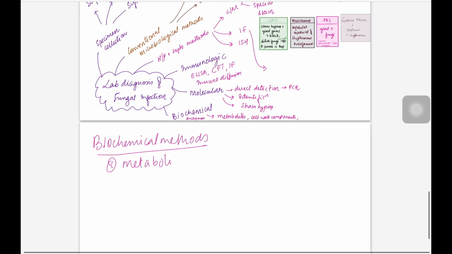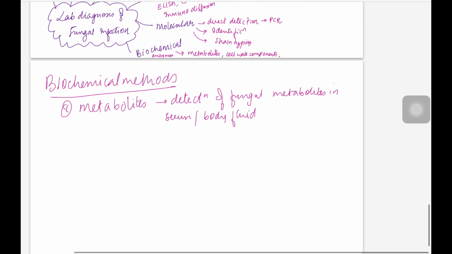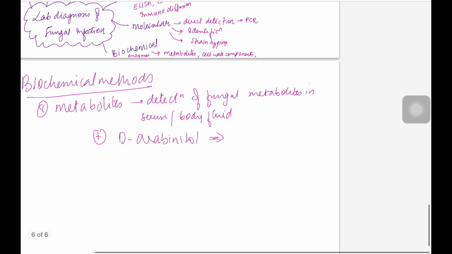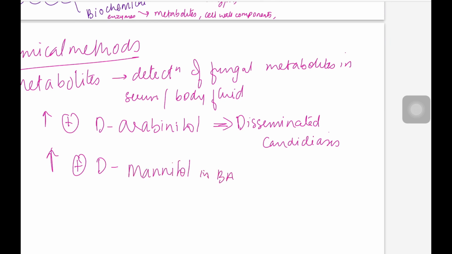In biochemical methods, we can detect the fungal metabolites in serum or body fluids. For example, detection of D-arabinitol in serum indicates hematogenously disseminated candidiasis. And the detection of elevated levels of D-mannitol in bronchoalveolar lavage fluid is used in the diagnosis of pulmonary aspergillosis. So these are the different metabolic tests we can do.